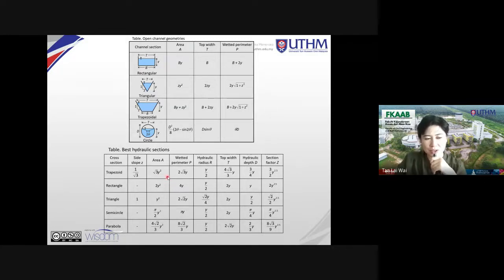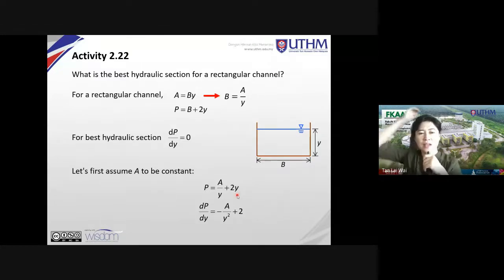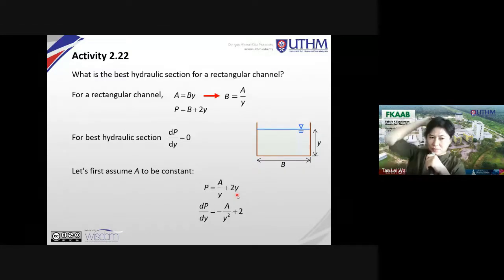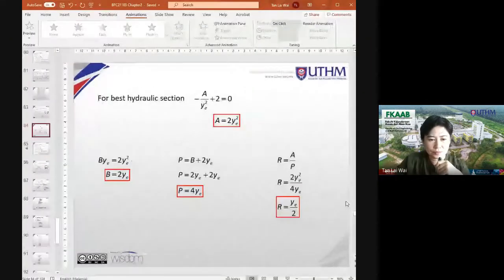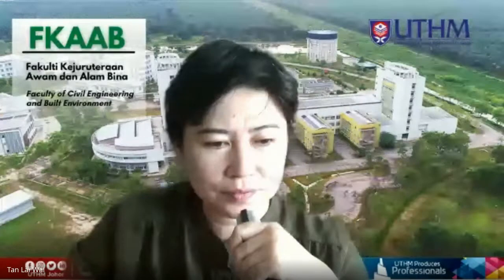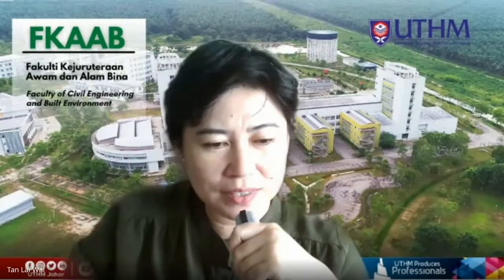I'm not going to go further here. For trapezoid, you can actually set dP over dz equals to 0 as well. Let's look at the first section, which is the rectangular section. Now, I prefer to write this down. I'm going to show you step by step.